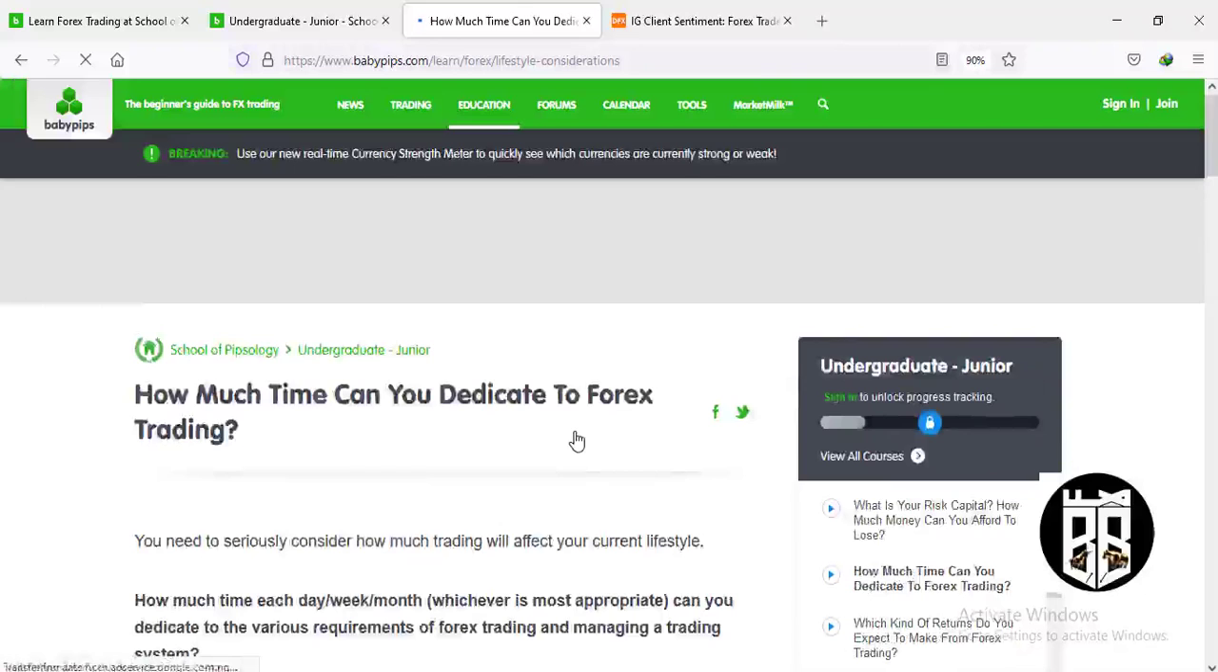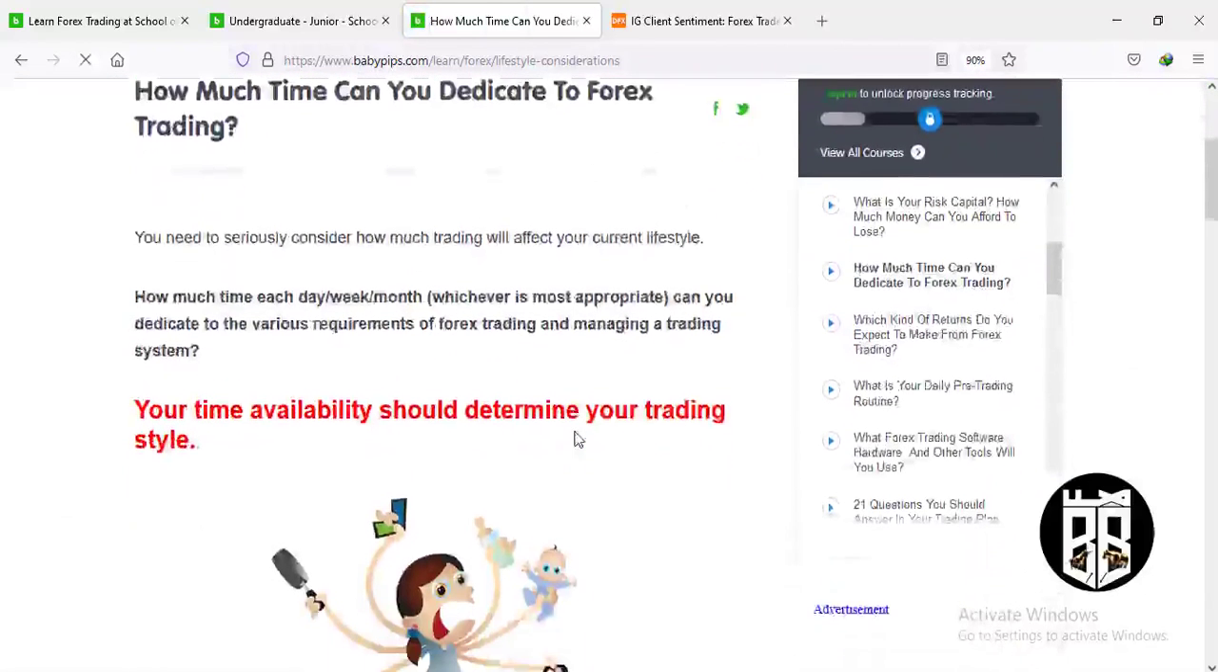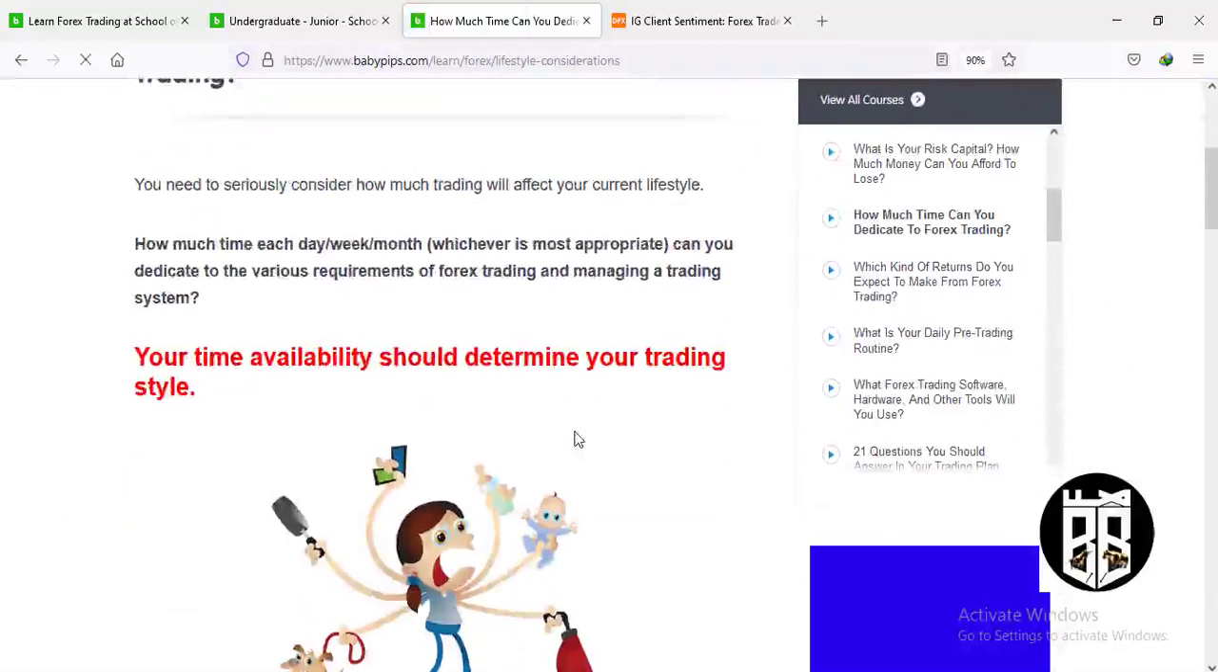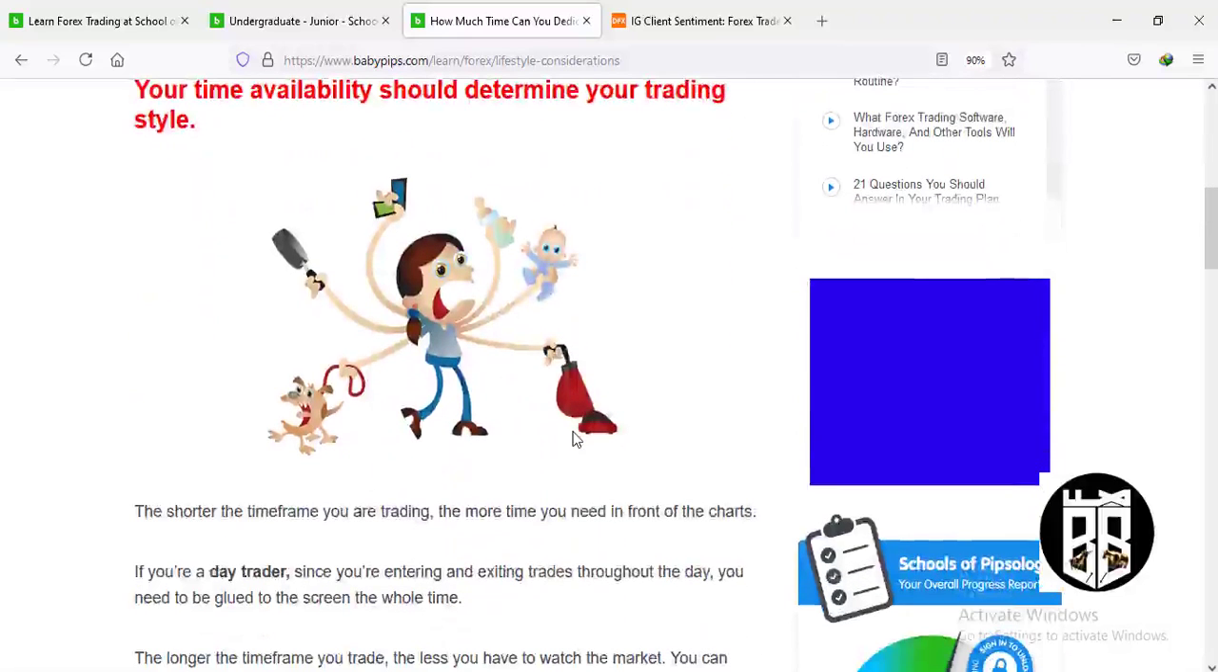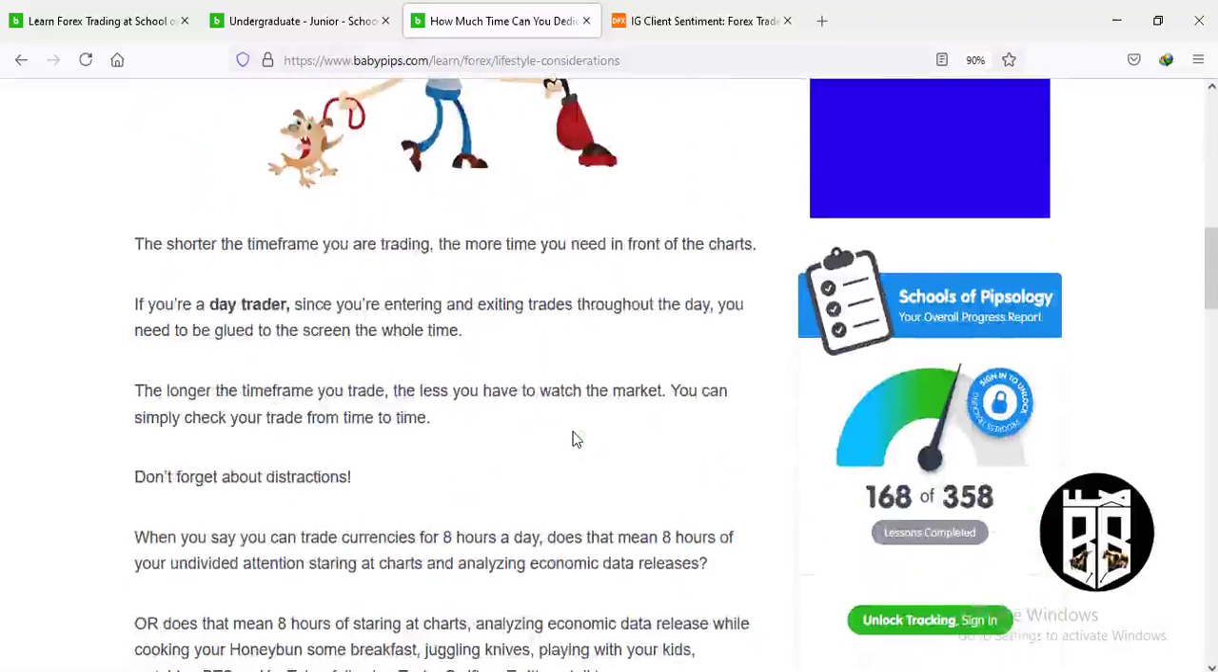So here we are on how much time you can dedicate to forex trading. How much time each week, day, or month can you dedicate to the various requirements of forex trading and managing a trading system? It depends on you. Okay, it depends on you.